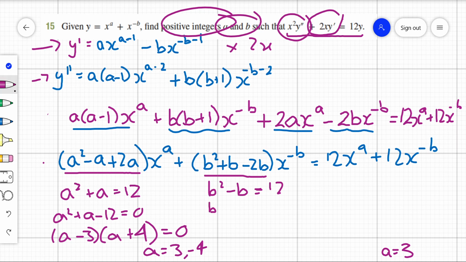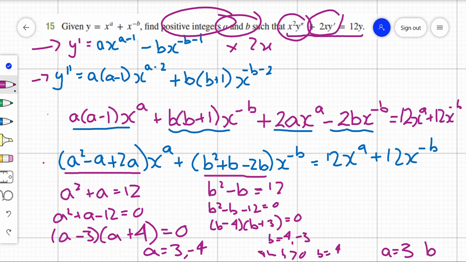We'd also get b squared minus b minus 12 equals 0. Again we'll go 3's and 4's. This time we want a minus 4 and a positive 3, so b is going to be 4 or minus 3. Again, since b is positive, b would have to be 4. So I'm going to get these two answers: a is 3 and b is 4, given that it had to obey this law. So it's just about subbing in and comparing.